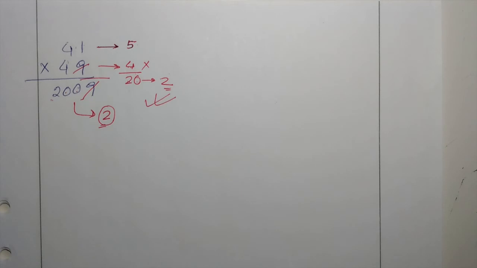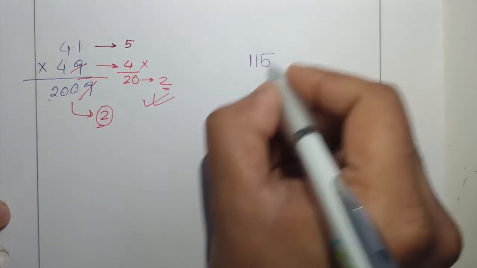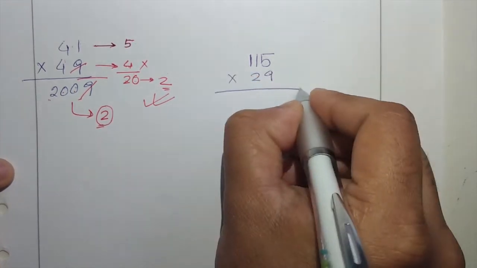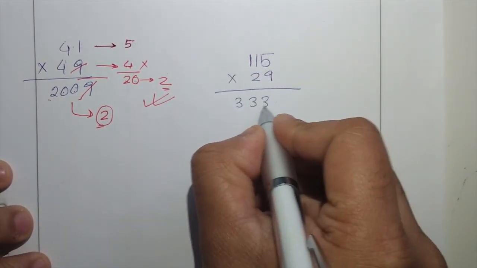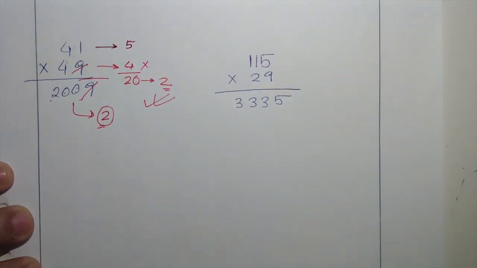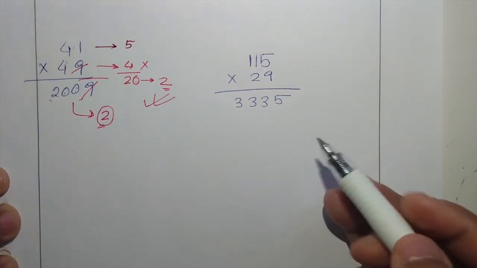So having done this, let us take one more example just so that the concept is cemented in our thinking. 115 multiplied with a number that is 29. The multiplication gives us 3335 as the answer. Now let's check if this is true or not.